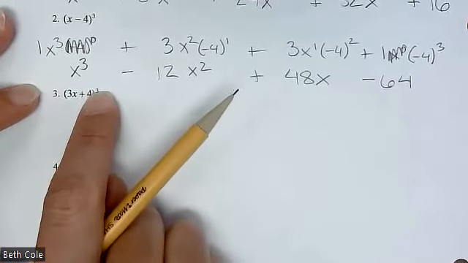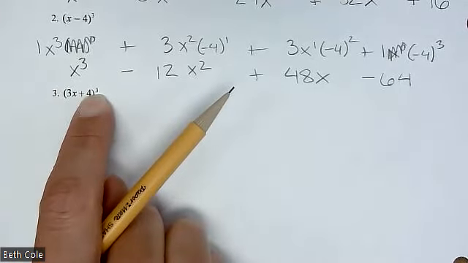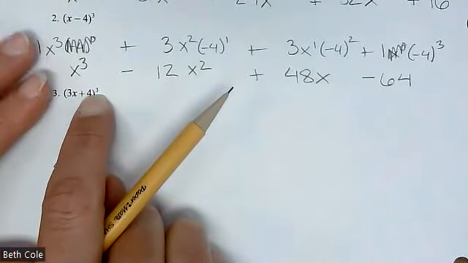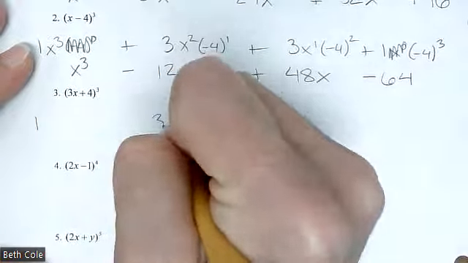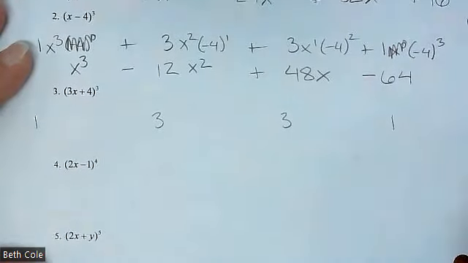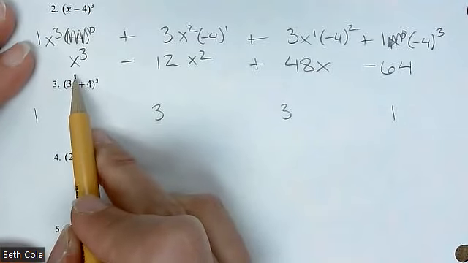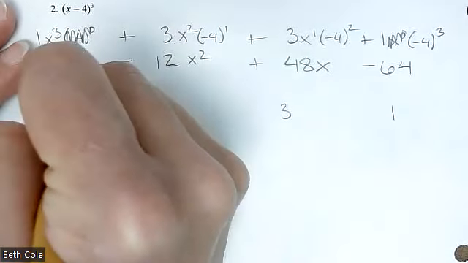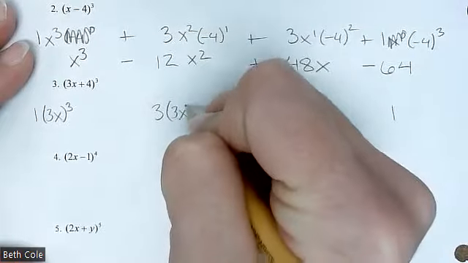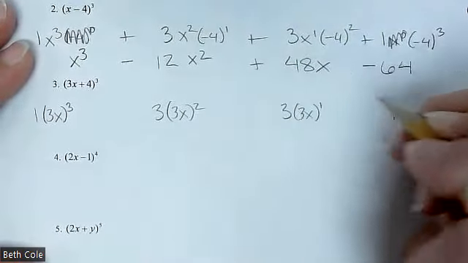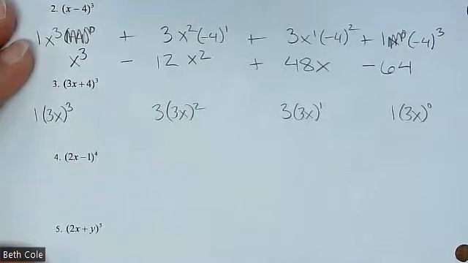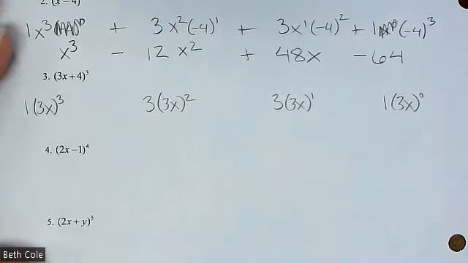So do you see how this is to the third? Which line are you going to use? The third one, the one with the threes. Okay, 1, 3, 3, 1. Now the first thing is 3x, not just x. So you're going to need some parentheses there. It's going to be 3x to the third, 3x to the second, 3x to the first, 3x to the nothing. The numbers might get a little big in this one. We'll see what happens. Well, that might not be too bad.